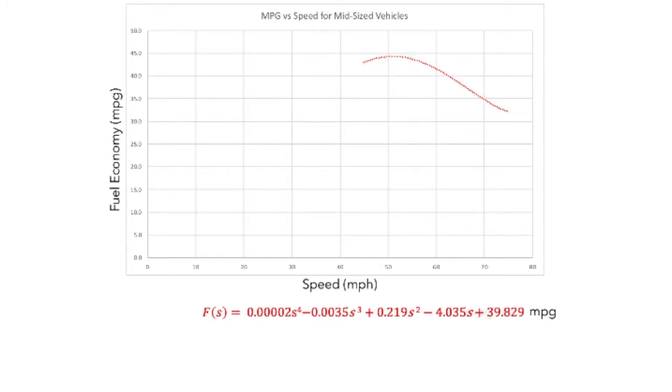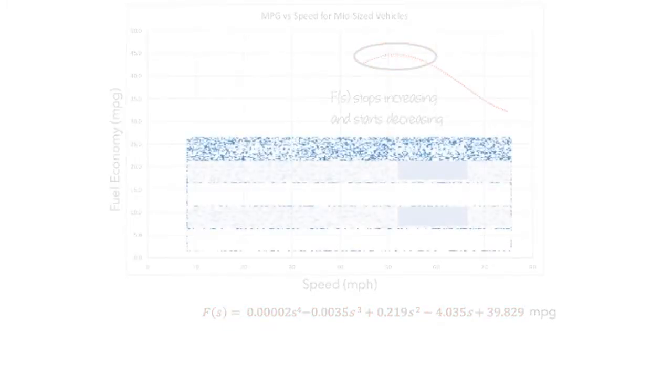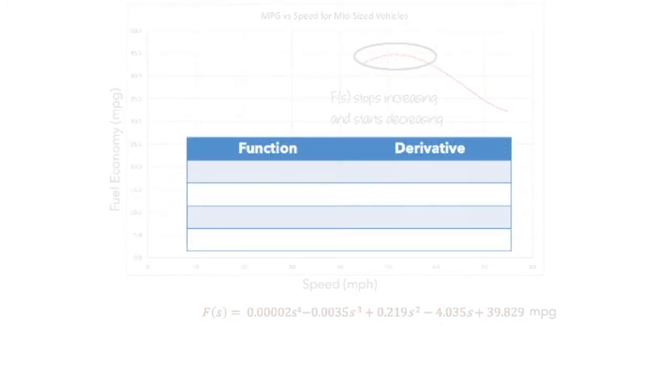So our goal is to find where the fuel economy is the largest and smallest. The largest value will occur somewhere around here when the graph hits the peak. This happens when f of s stops increasing and starts decreasing. Let's take a quick detour to remember something important about derivatives. It will be important to think about how functions relate to their derivatives.